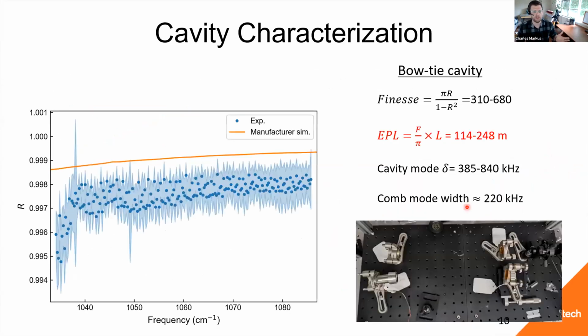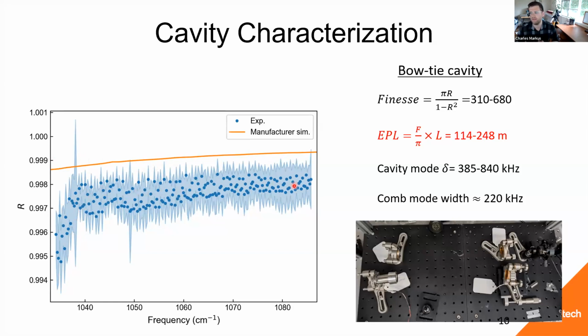And so from this, we can characterize our cavity at every single comb tooth, and determine R throughout the spectrum. So here we can see a plot of this with mirror reflectivity of about 99.75%, which is in fairly good agreement with the manufacturer's simulation. It's always a bit worse. We're not sure why there's this sudden drop off at low frequencies, but overall it's in good agreement.